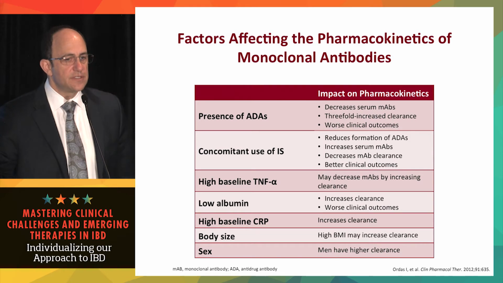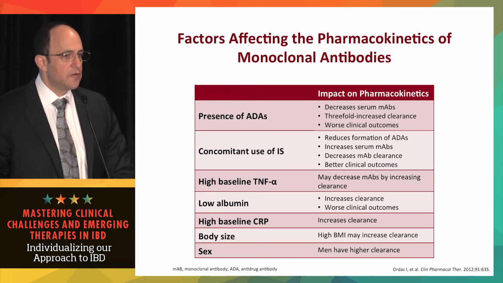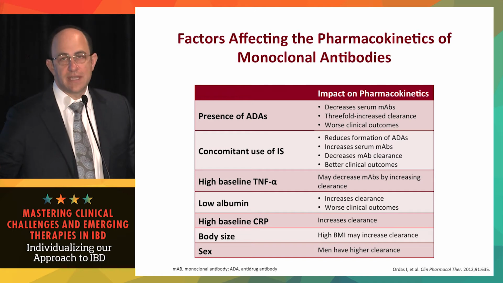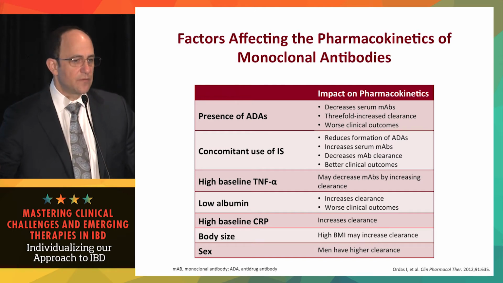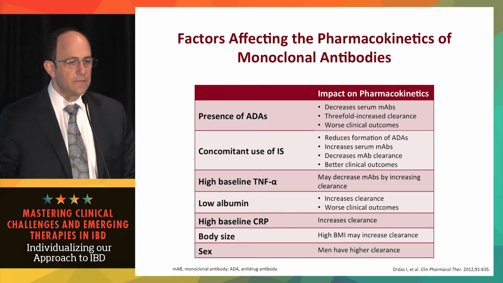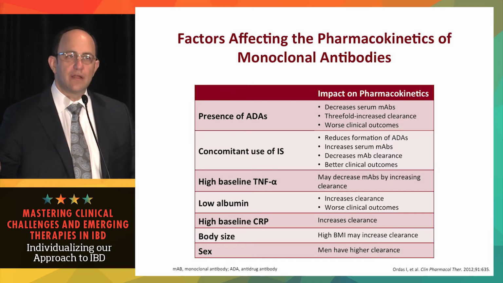There are a variety of factors that affect the pharmacokinetics of monoclonal antibodies. The first one, and we talk about it all the time, but to be honest with you, it's not a majority, but it does happen, of course, is the presence of anti-drug antibodies. The second is the concomitant use of immunosuppressants. So if you have the immunosuppressant on board, it decreases the clearance. In other words, it increases the level of the drug and it prevents antibody formation. The third is a high baseline TNF level. This is not the drug. This is the actual substrate, the TNF itself.